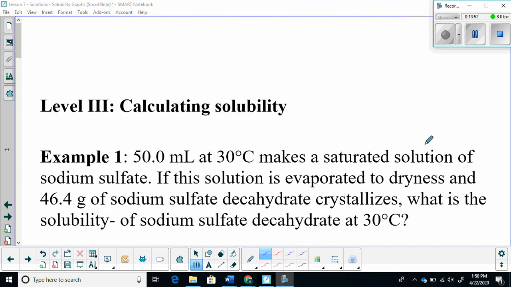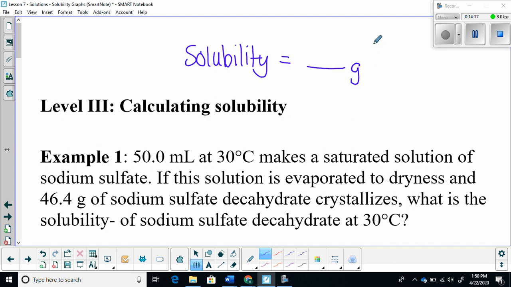All right, the last thing that we're going to do with solubility is calculate solubility. We will be given situations where they have given us a snapshot of a certain amount of compound dissolved at a certain temperature for a certain amount. We know that solubility is equal to blank grams of our compound dissolved in 100 grams of H2O. So this is the form that we need to put it into when we are identifying solubility.